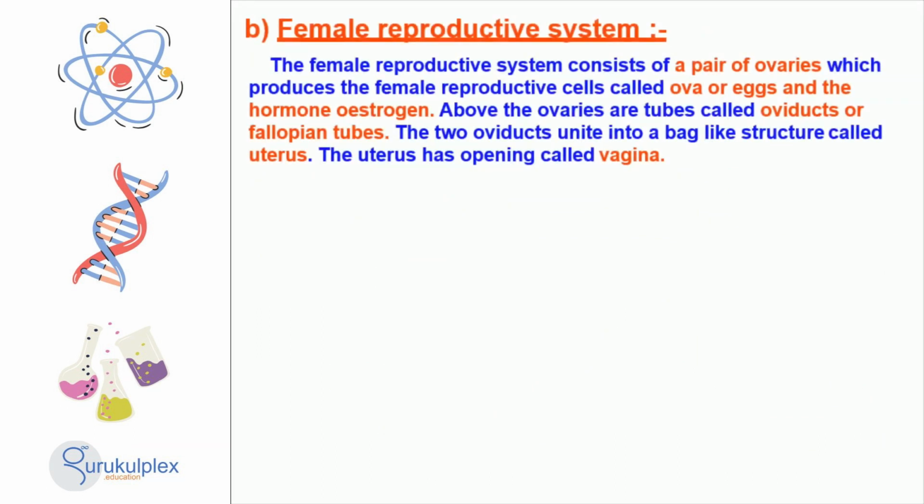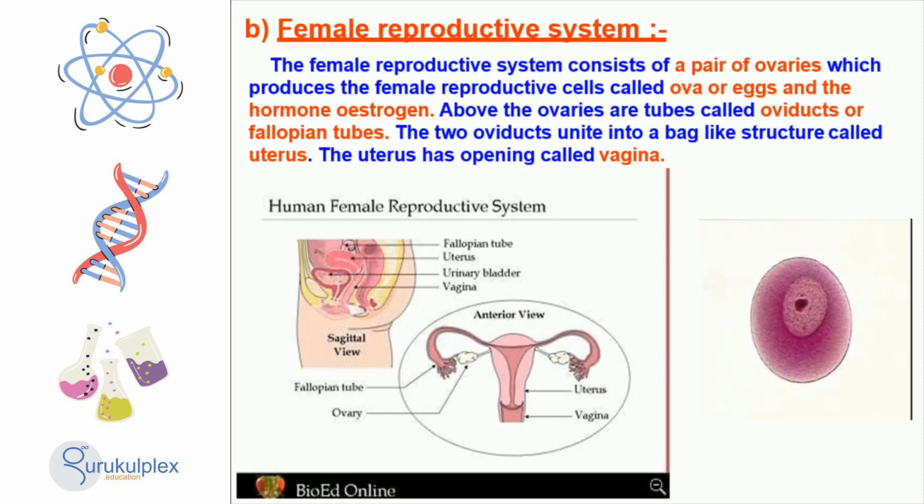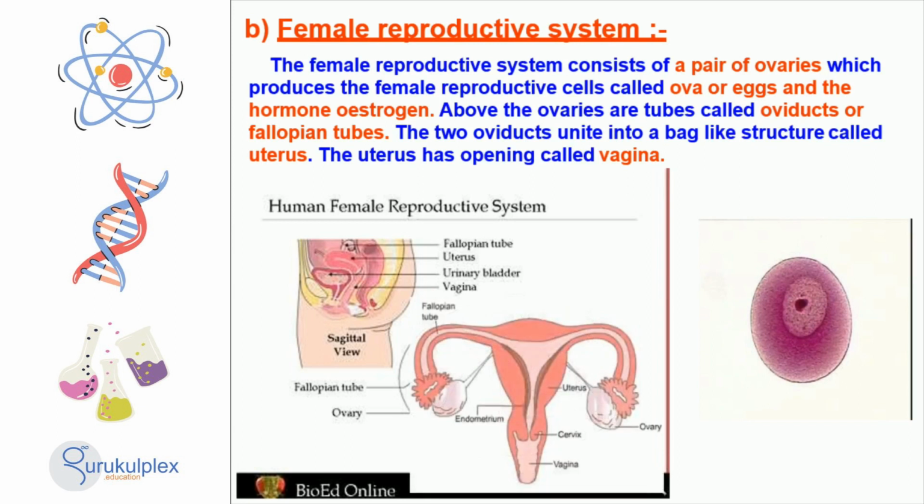The female reproductive system is a complex structure that is essential for the continuation of life. It is composed of the ovaries, which produce reproductive cells called ova or eggs, and the hormone estrogen. Above the ovaries are the oviducts or fallopian tubes, which lead to the uterus. The uterus has the opening called the vagina, which allows the ova to enter the uterus and for a baby to be born.